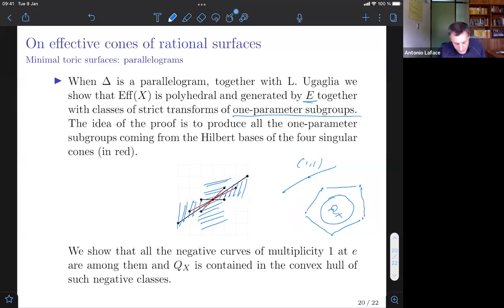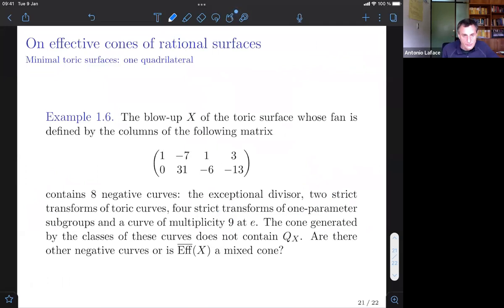So using this, we could prove this case. And finally, let me end with just one example, which we don't understand. So the example is the following. Take X, which is a blow up of a toric surface, which this time is defined by a fan and not by a polygon, for a reason that I'm going to explain in a moment.